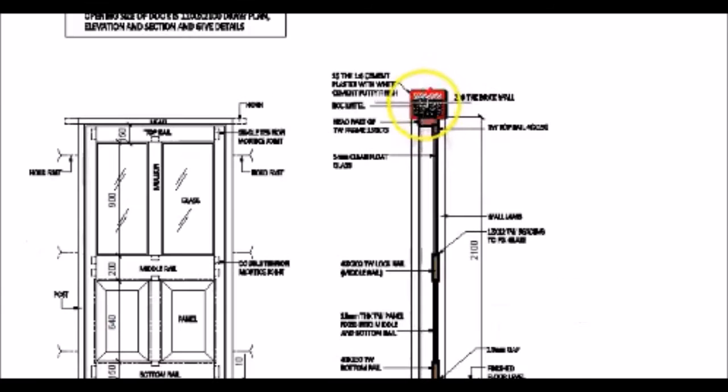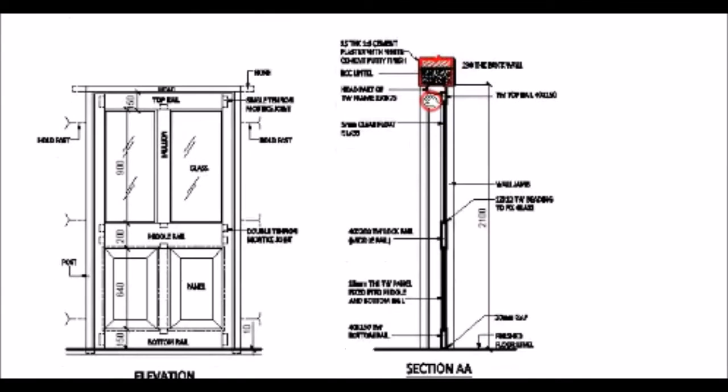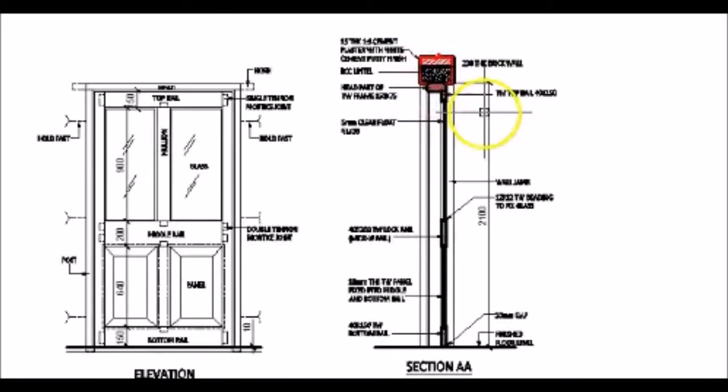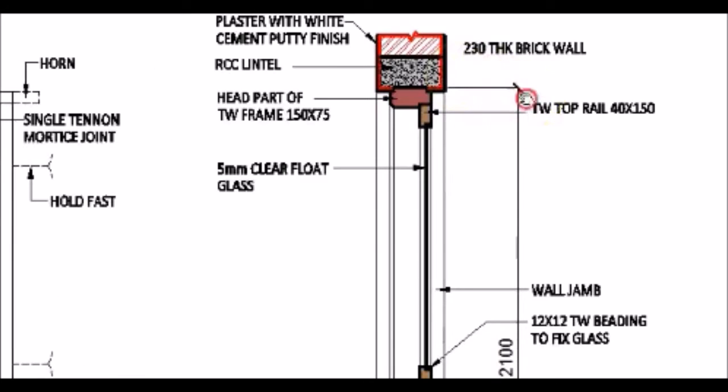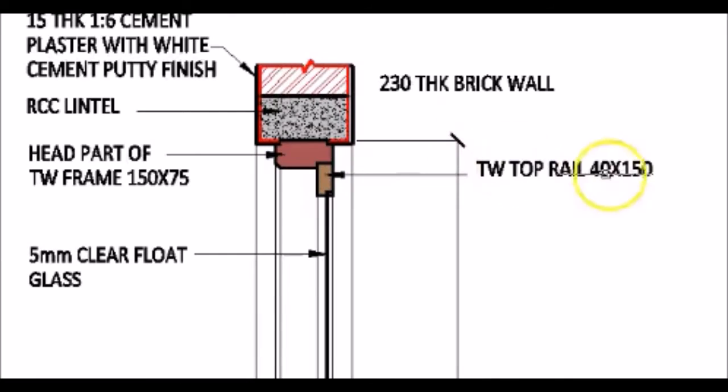Now the frame, if you see the door shutter in section, you will see that it consists of a member at the top, which you can see here, which is called a top rail, a member in the center, which is called the middle rail or lock rail, and a member at the bottom, which is called the bottom rail. So let us see how this top rail is going to look.